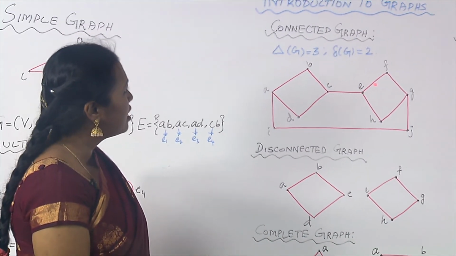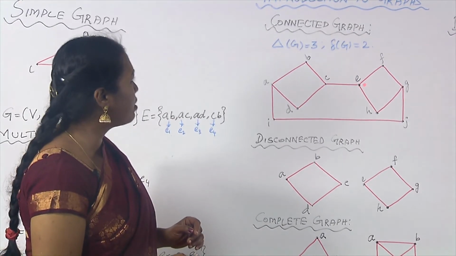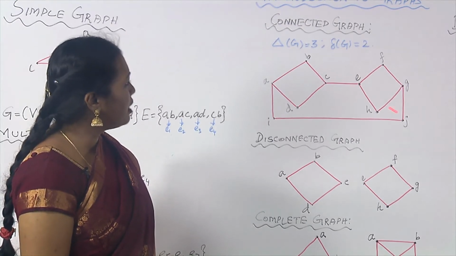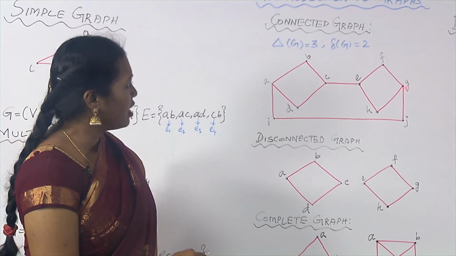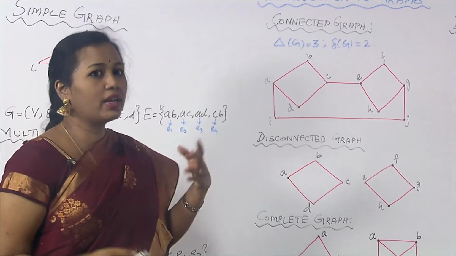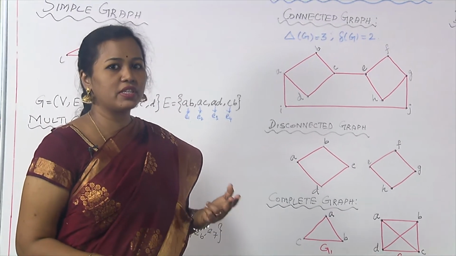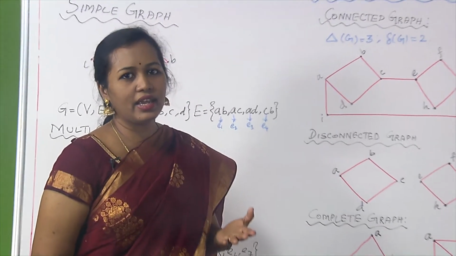You can see that, let us say randomly, I choose a path between E and J. From E, is there a path to J? Yes, because I can go from E to F, F to G and then G to J. Obviously, there is a path between E and J. So, you can randomly choose any two vertices, and between every pair of vertices you will be able to find a path. That is the example of a connected graph.